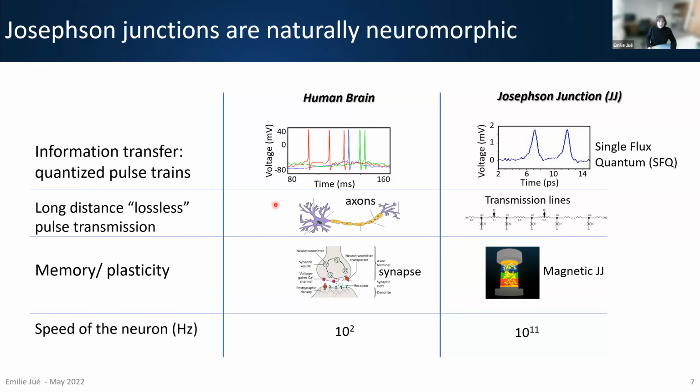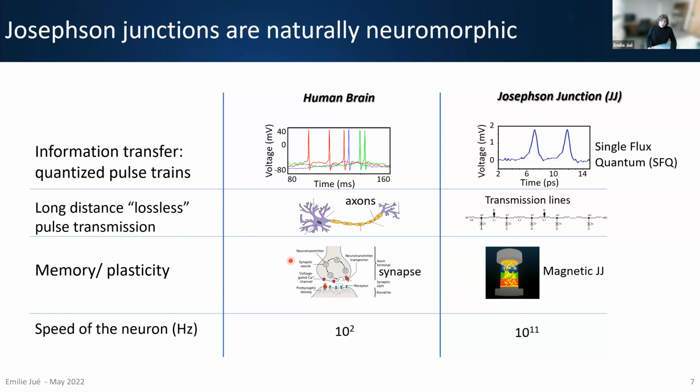Additionally, in the brain neural network, we have these axons that allow to propagate the signal. We can also do that with Josephson junctions by using transmission lines that allow us to propagate the signal over very long distances without any loss.